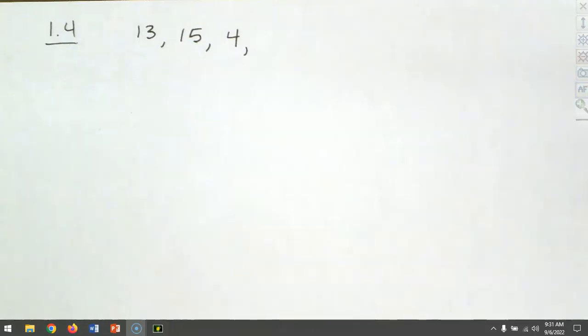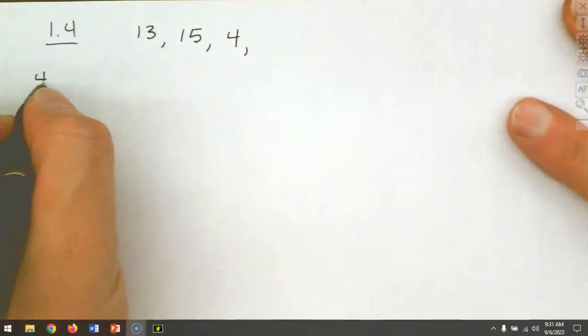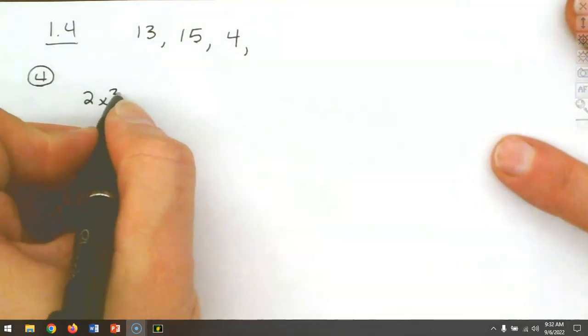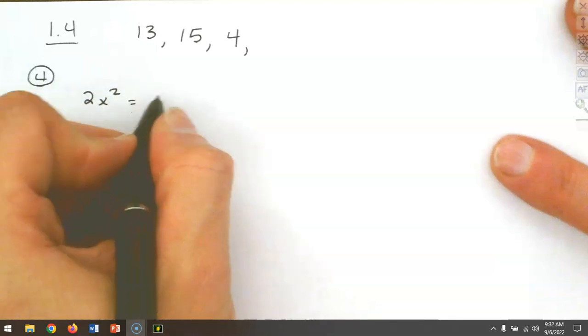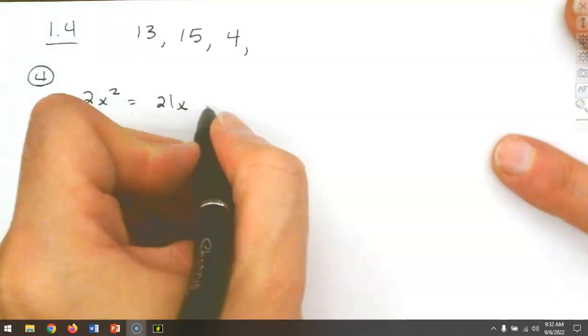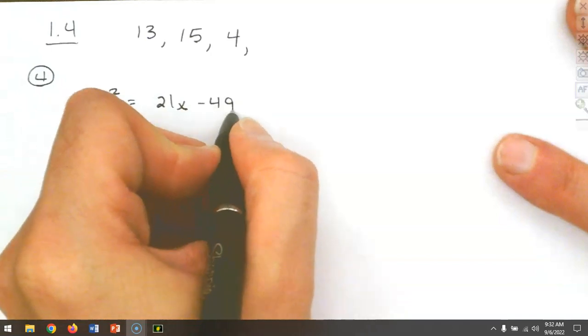So let's go ahead and look at these three questions. We can add more if we need to. I picked question 4 because it makes you work with zero factor. So let's take our time and remember the steps that we use to solve an equation by zero factor.